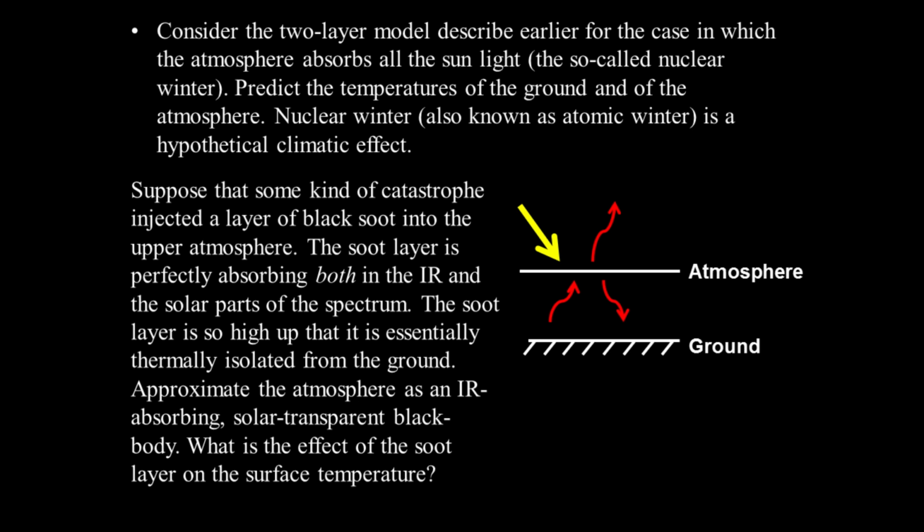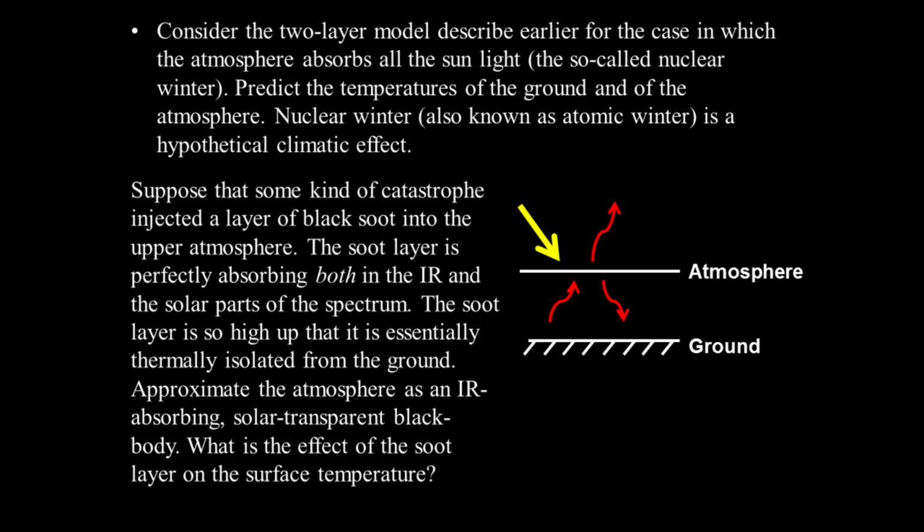Suppose that some kind of catastrophe injected a layer of black soot into the upper atmosphere. The soot layer is perfectly absorbing both in the infrared and the solar parts of the spectrum. The soot layer is so high up that it is essentially thermally isolated from the ground.